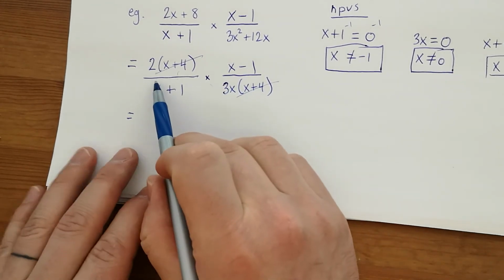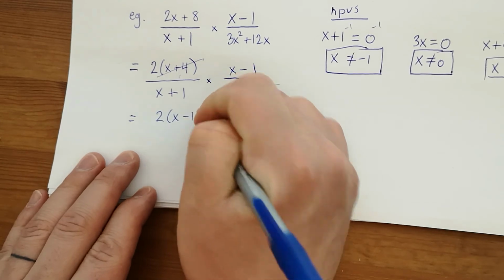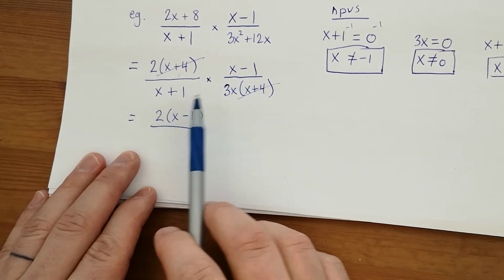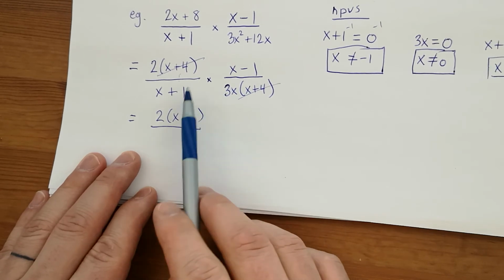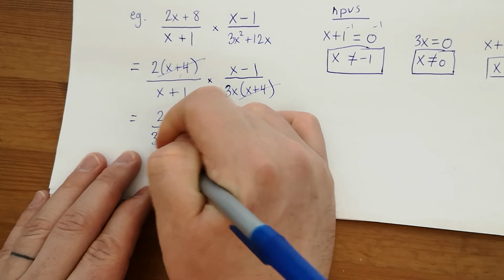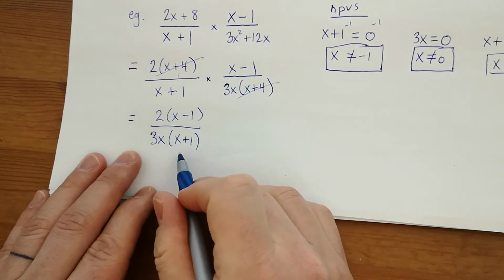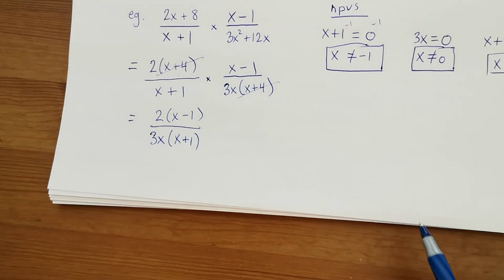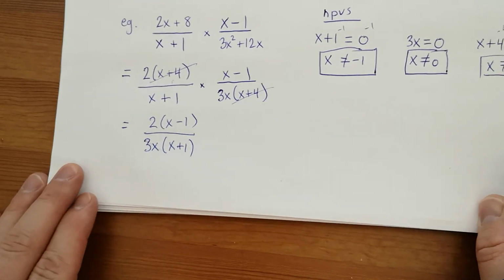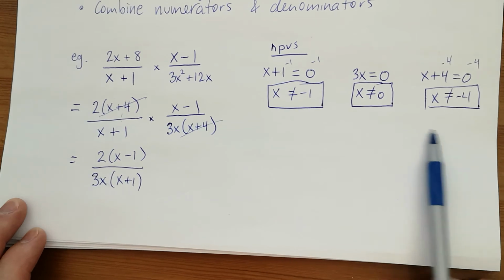What I'm left with in the numerators is 2 times x minus 1. Okay? What I'm left with in the denominators, I got an x plus 1 times a 3x. When I have a binomial, I like to put that in brackets, and that's kind of the accepted thing to do. So I'm actually going to put the 3x in front of x plus 1 in brackets. That's actually our solution. We can't do any more with that. Okay, the full solution is this, with these as non-permissible values.